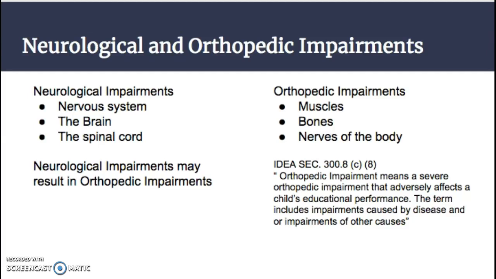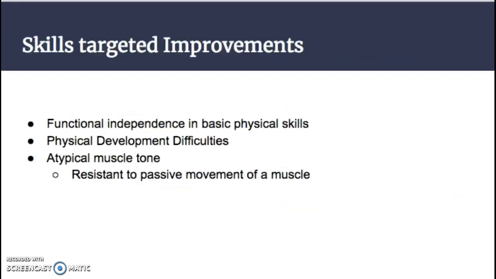According to IDEA, orthopedic impairment means a severe orthopedic impairment that adversely affects a child's educational performance. The term includes impairments caused by disease and impairments from other causes. The skills targeted involve some functional independence and basic physical skills. Disabilities or delays associated with basic skills may interfere with a child's development.